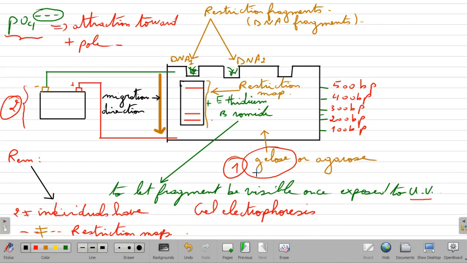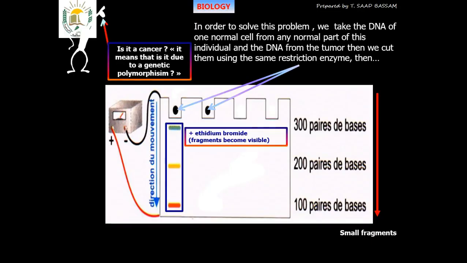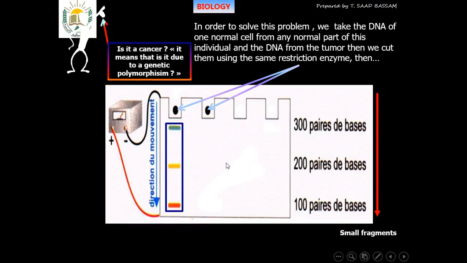Now, in order to finish this study, I want to return to our PowerPoint presentation. As you see, this is our document. Sorry for the French words. And this is the restriction map. We add ethidium bromide so the fragments become visible, as I told you. And this is the direction of the migration. Smaller fragments are downward, near the bottom, while the fragments having bigger sizes stay near the surface.